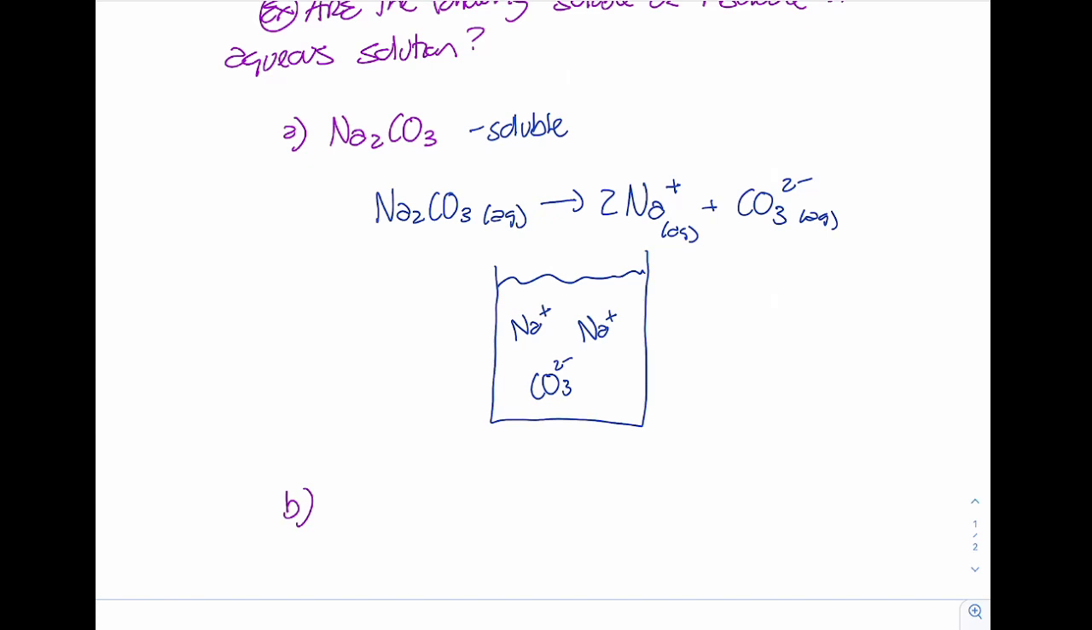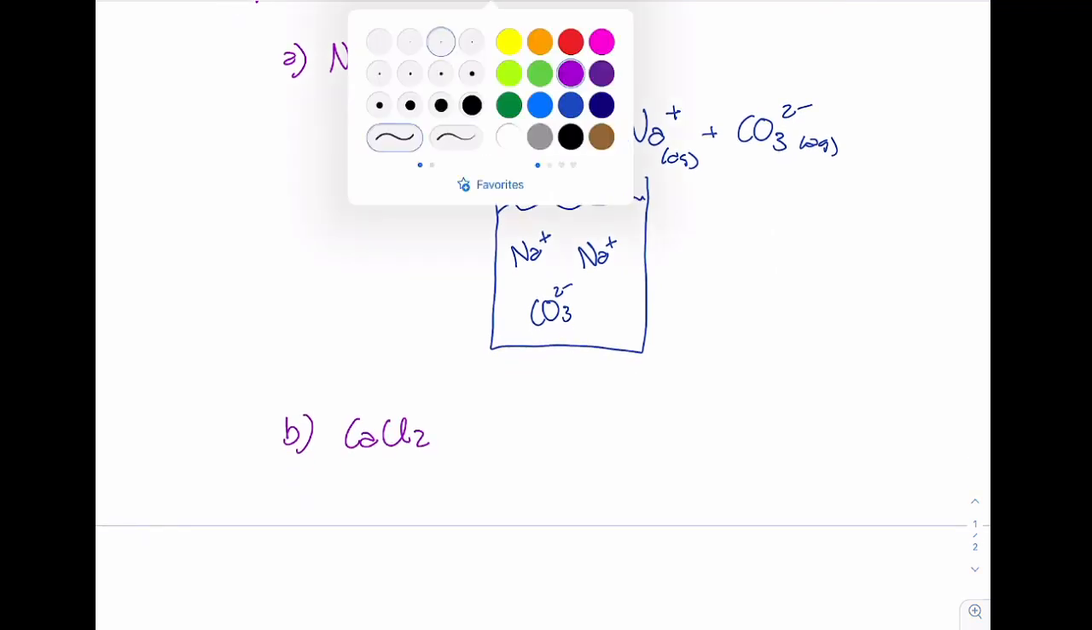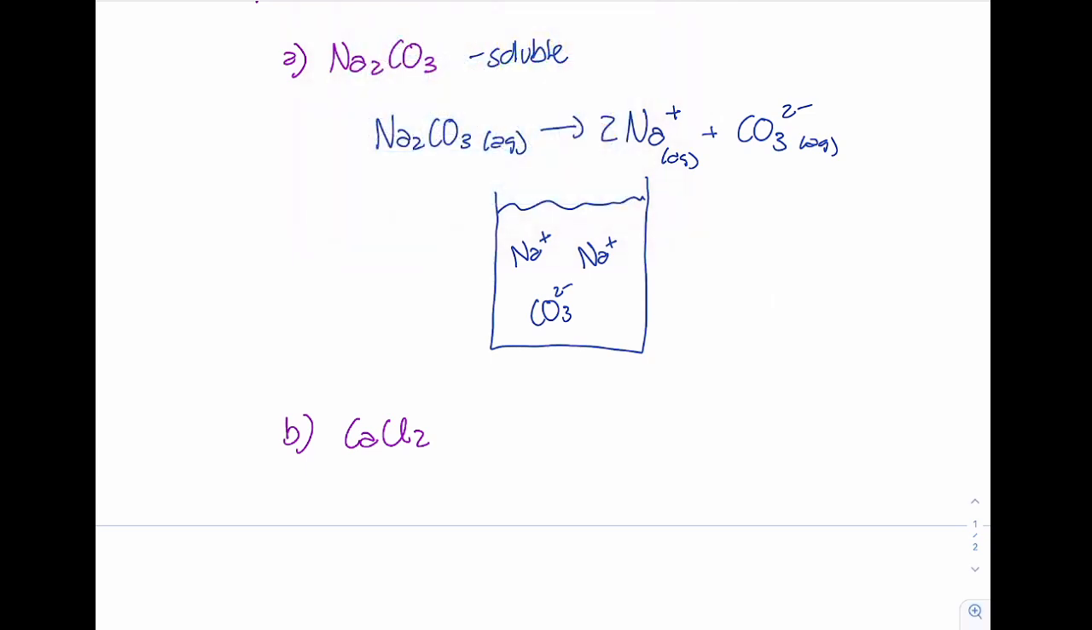Let's look at calcium chloride. So again, using your solubility rules, soluble or insoluble in aqueous solution? Hopefully you guys are coming up with soluble. This time I'm using rule number 3. It says if it has chloride ions in it, it is soluble.